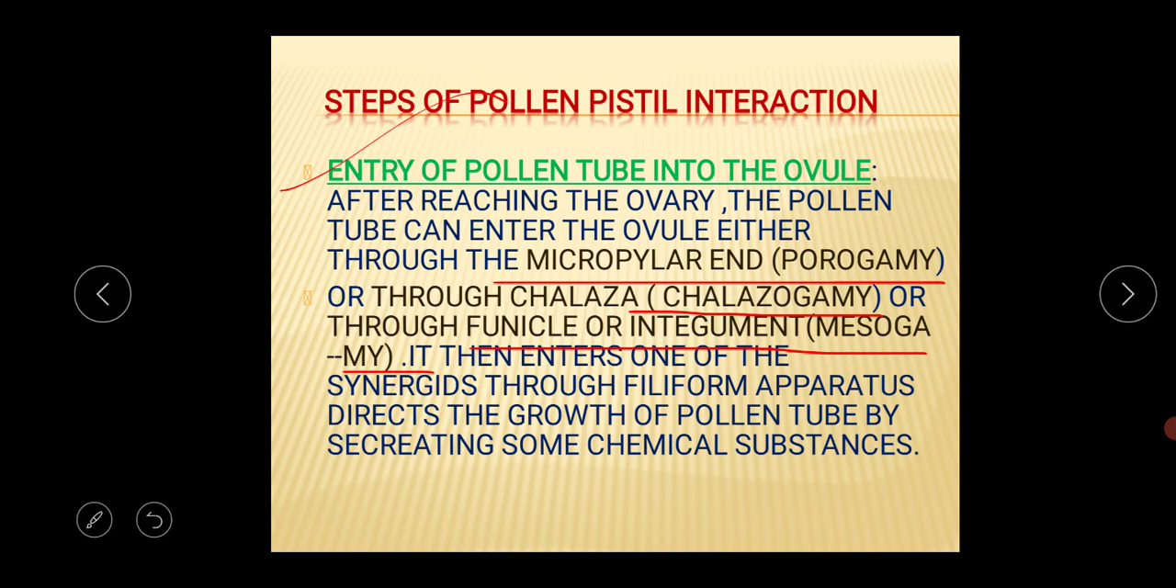This phenomenon is called porogamy, or through the chalaza, this phenomenon is called chalazogamy. This chalaza is present at the basal part of the ovule, and through the funicle or integument, this is called mesogamy. It then enters one of the synergids through the filiform apparatus, which directs the growth of the pollen tube by secreting chemical substances.